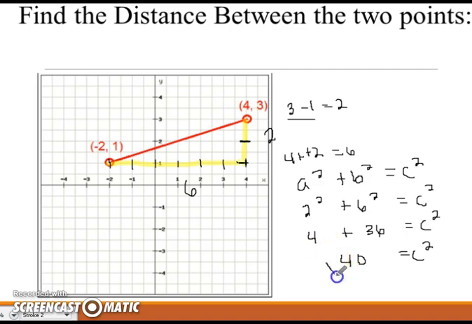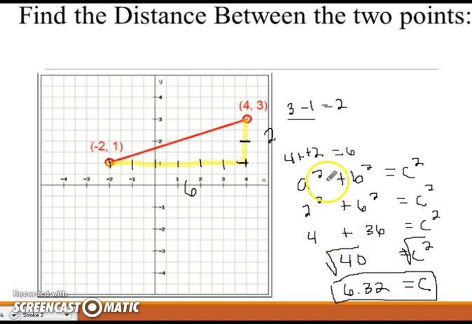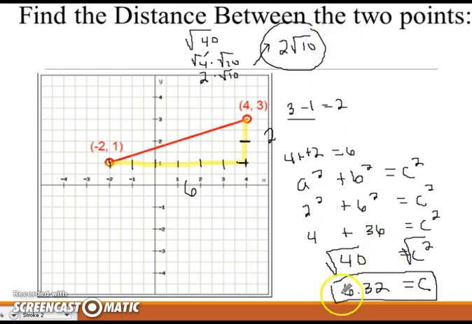Last step, you want to take the square root of each side, and the square root of 40 is about 6.32. That would be the length of c, so about 6.32. You could also leave this as a simplified radical, so the square root of 40, if you break this down to perfect square factors, this is the same as the square root of 4 times the square root of 10, and then that would simplify further to square root of 4 is 2 times the square root of 10 to get a simplified radical answer of 2 square root of 10, which is the same as about 6.32.